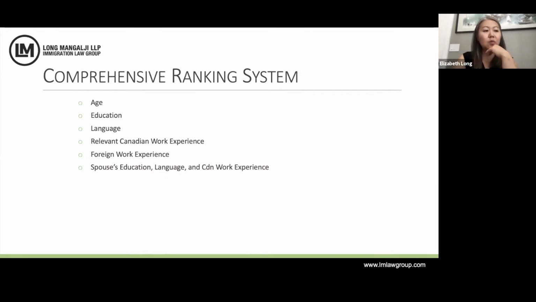Spouses, we do calculations for people who are single and who have a spouse. If you have a spouse that is really a super spouse, they have very high education, high language skills, they may have some Canadian work experience, and that's good. Your overall score might be a little bit higher as a couple, but if not, then you might be a little bit lower as a couple.